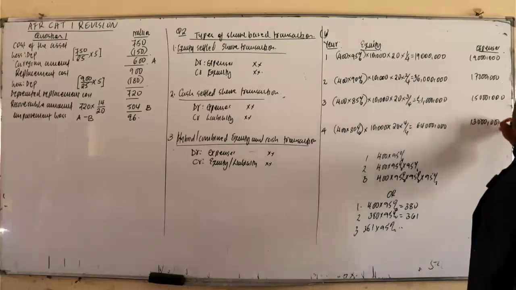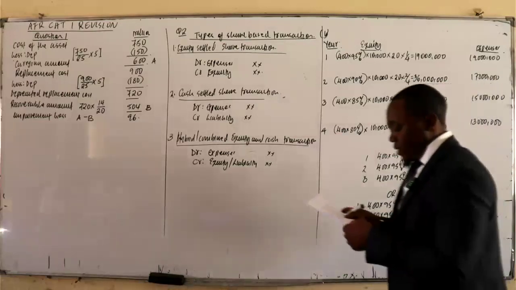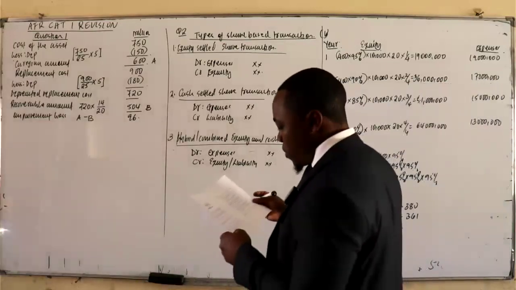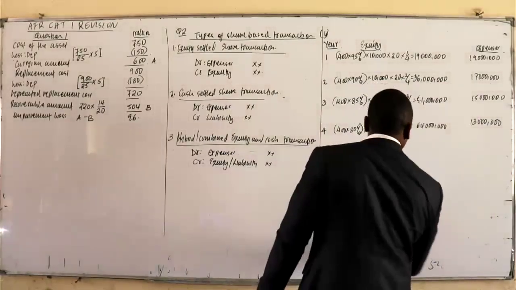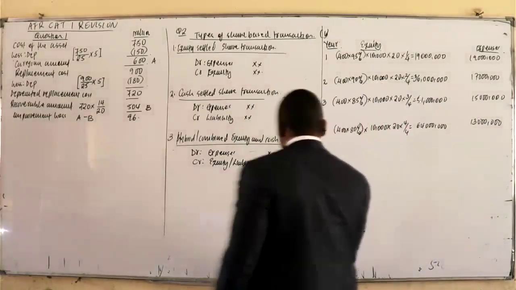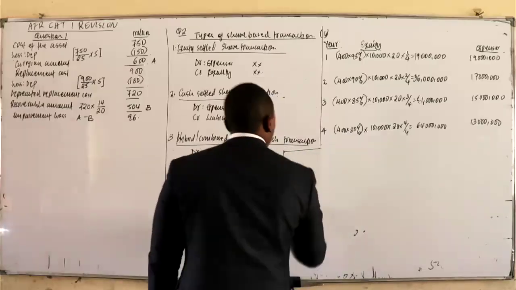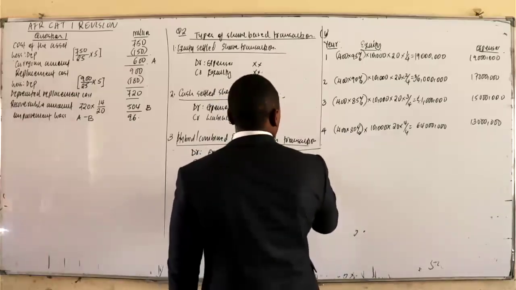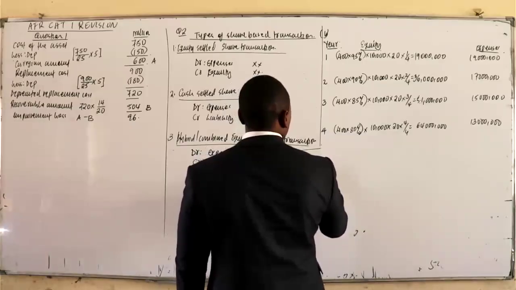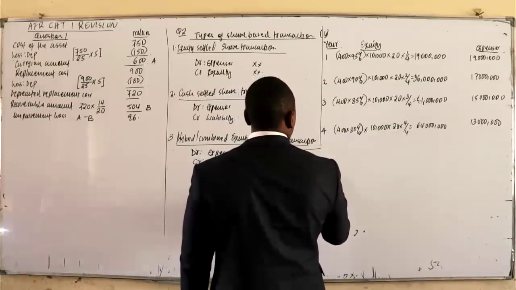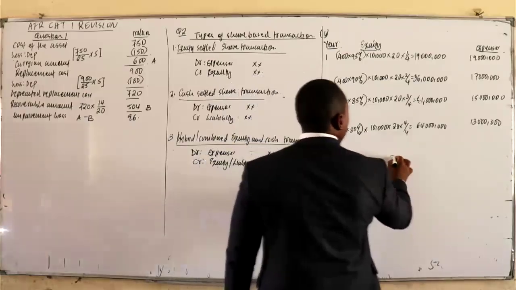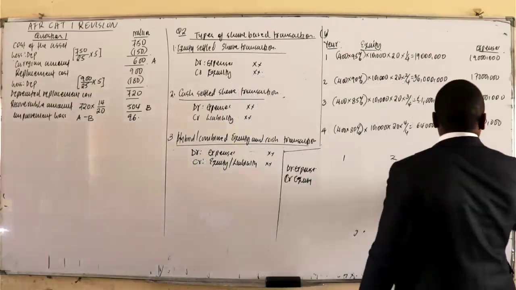I think good. Now the question was, show how Kasongo Limited should account for it. So how do you account for it? So what do you debit? What do you credit? And so you see that you debit expenses, you credit equity. Year 1, year 2, year 3, year 4.